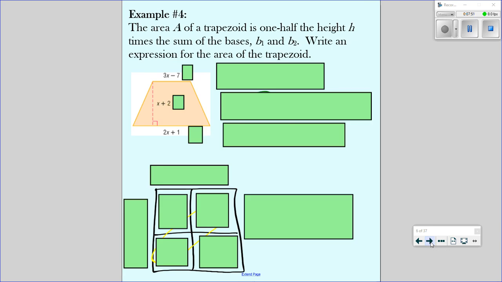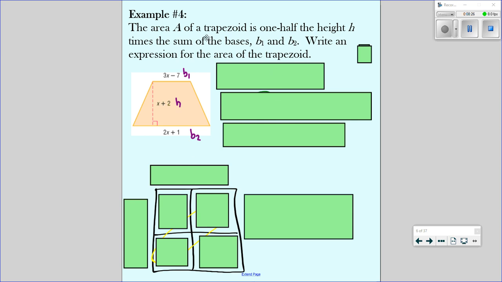Now, you're going to see times when they're going to give you a word problem, and then you have to, again, apply this method, whichever method you would like to use in order to solve the problem. So this is the area A of a trapezoid is 1/2 the height h times the sum of the bases b1 and b2. Write an expression for the area of the trapezoid. All right, so they gave you expressions for the base on the top. So this is base 1. This is base 2 at the bottom. And then we have the height, the vertical part of the trapezoid, which is x plus 2.